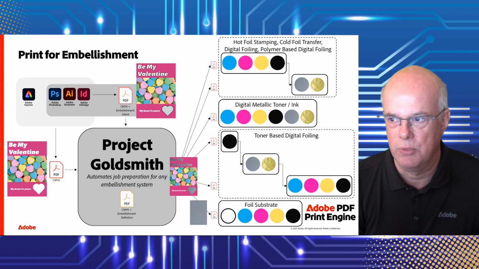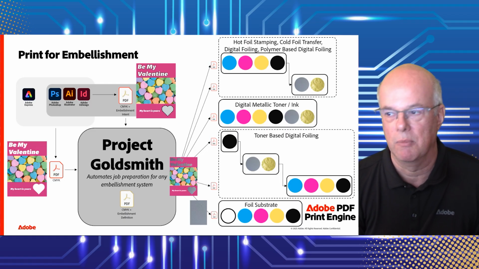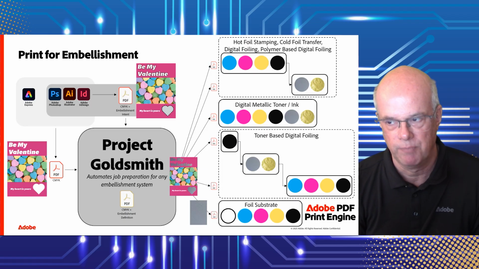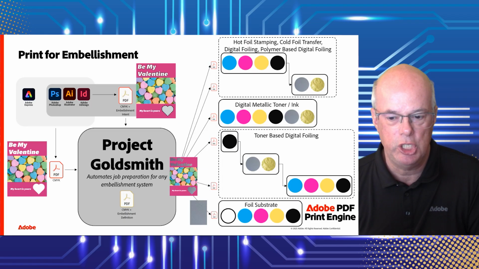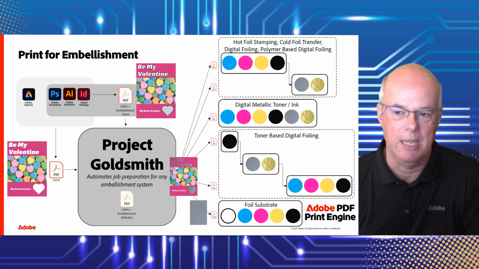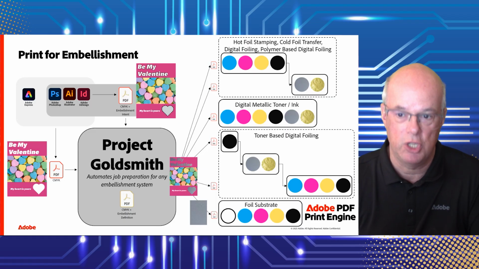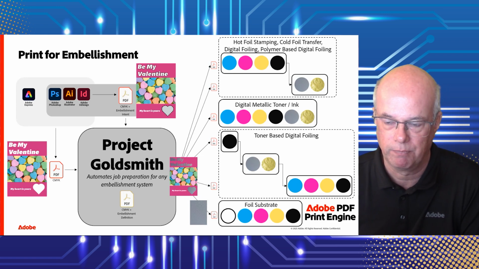So in this first case, where we're using digital foiling, sometimes called polymer-based digital foiling or cold foil transfer, we would normally take a press sheet which has been printed with CMYK on one device, and then use a second device with a second PDF to apply the embellishment on top.